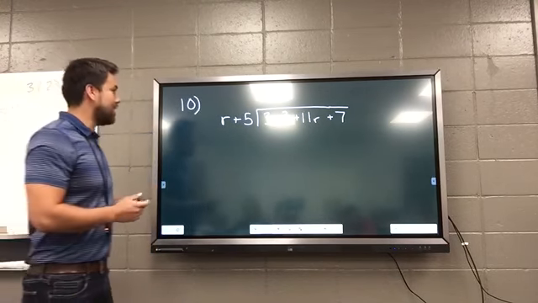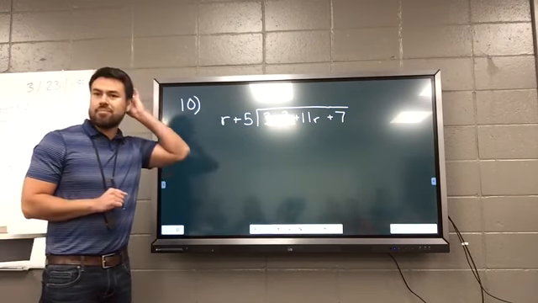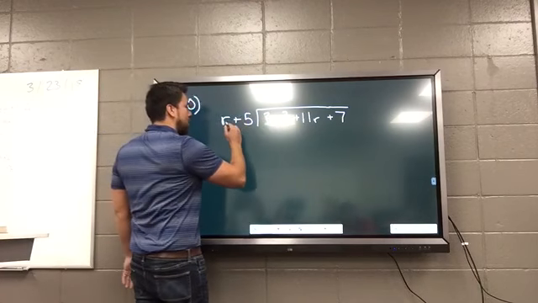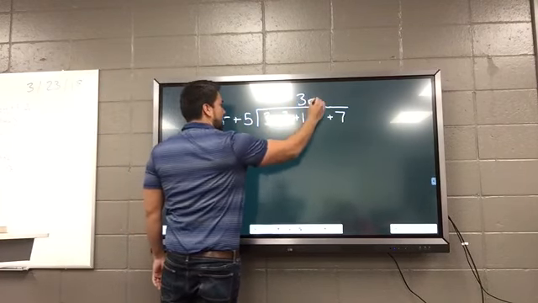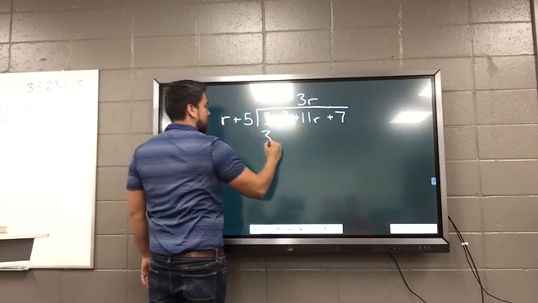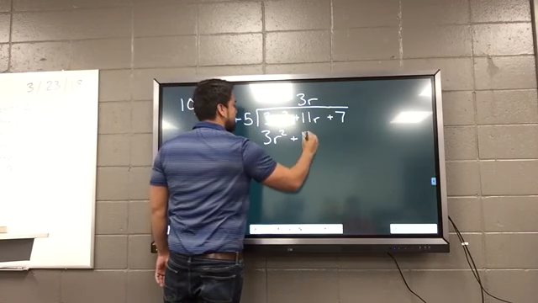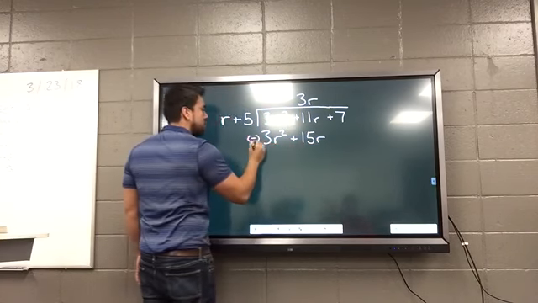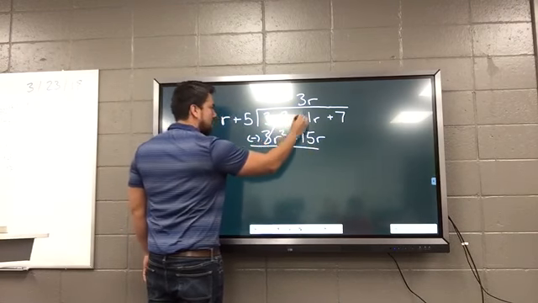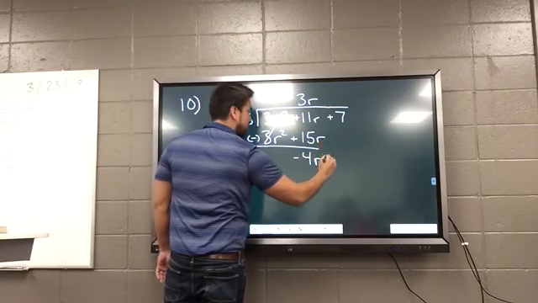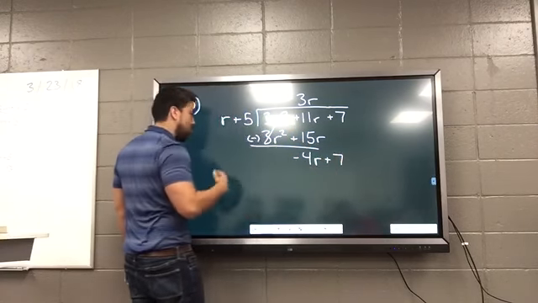All right, I'm going to go through the process, and hopefully you went through a similar one. I do 3r squared divided by r is 3r. 3r times r, 3r squared, 3r times 5, plus 15r. But I have to subtract these. These will cancel out, and that minus that, negative 4r. Bring the 7 down. Now I do this whole process again.